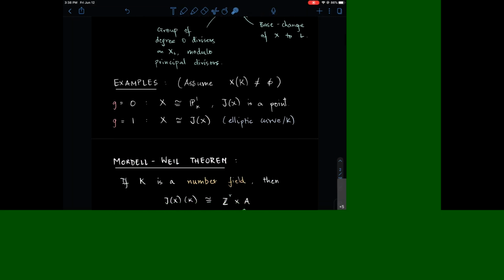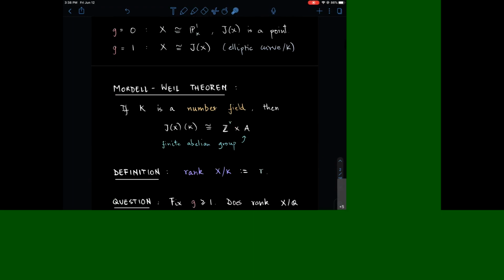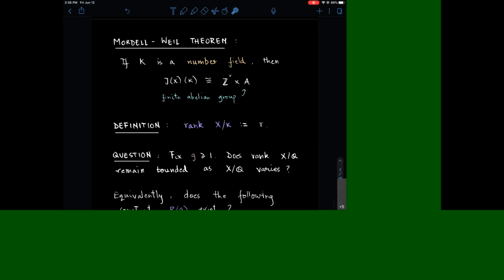And so the Mordell-Weil theorem tells us that if K is a number field, then the Jacobian is a finitely generated abelian group. So there's a free part and there's a torsion part. And so the rank of X over K is just this integer r. It's just the rank of the free part of the K-rational points of the Jacobian.